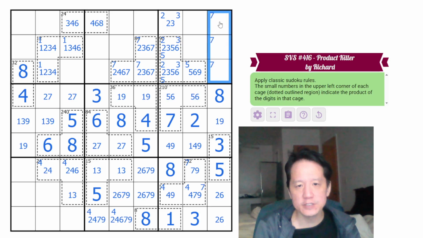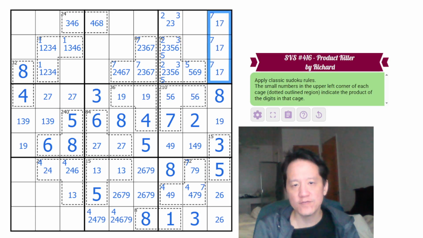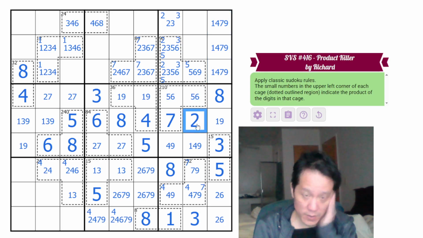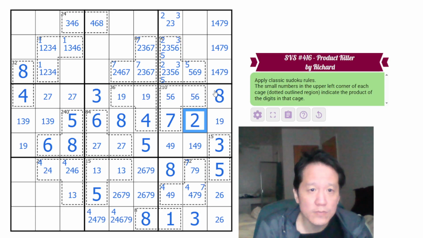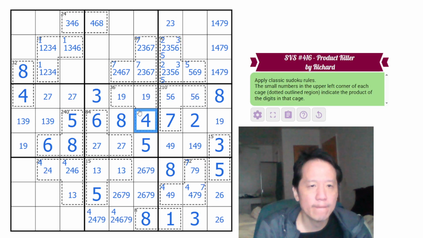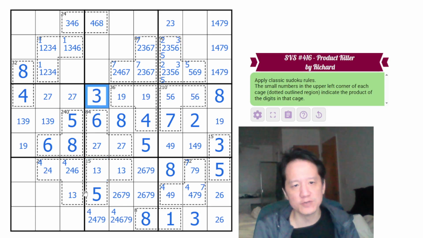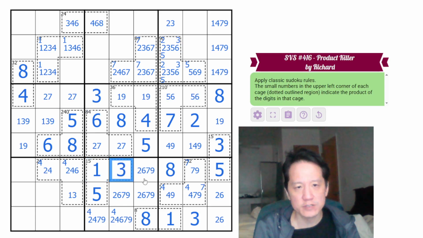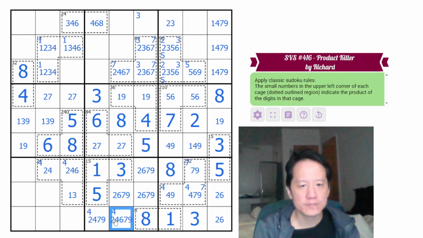The remaining digits here are 7, 4, 1, and 9. Okay, 4, 4. Okay, this can't be 3 because of this 3 anymore. So this is a 1, which makes this a 3. The 3 has to be one of these 3 cells here then.